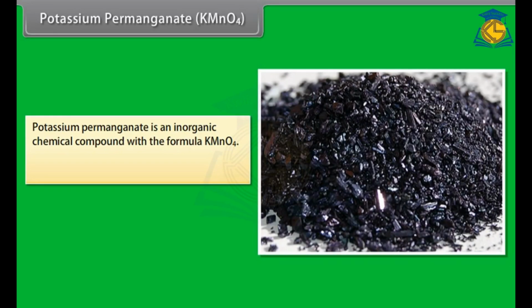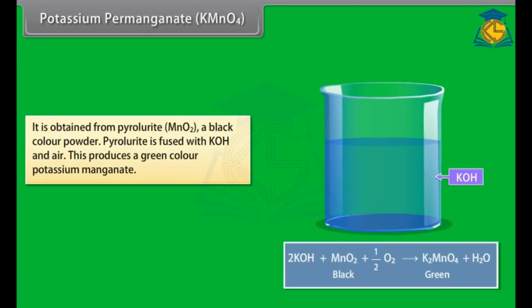Potassium permanganate, KMnO4. Potassium permanganate is an inorganic chemical compound with the formula KMnO4. It is a salt consisting of K+ and MnO4- ions. It is obtained from pyrolusite, a black-colored powder. Pyrolusite is fused with KOH and air. This produces a green-colored potassium manganate.